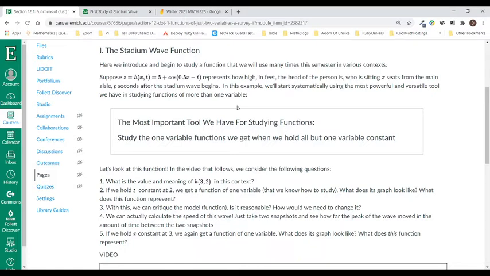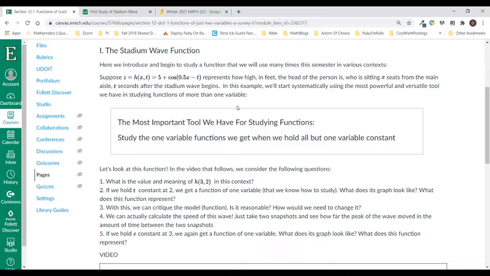But here's the problem. It says, suppose z equals h of x, t equals 5 plus cosine of (0.5x minus t) represents how high in feet the head of the person is who is sitting x seats from the main aisle t seconds after the stadium wave begins. The idea is somehow, some way, this is a formula that we can use to sort of mimic what the wave is actually doing.